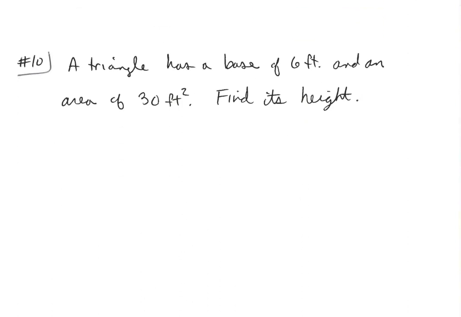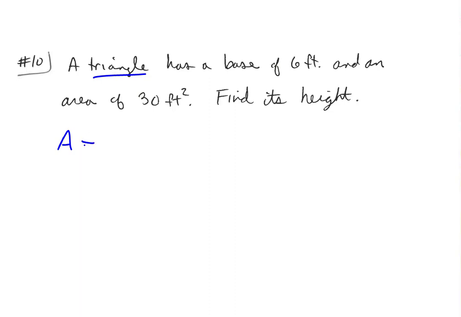Let's try another example. This one says a triangle has a base of 6 feet and an area of 30 feet squared. Find its height. So in this case, they're telling us we have a triangle. We'll go ahead and draw one with the following specifications. It has a base of 6 feet and an area of 30 feet squared. Find its height. Actually, a picture may not even help us out too much because this is really going to just work with the formula itself. Let's just bring in the formula for now. I'll explain why a picture may be more trouble than it's worth in a second.